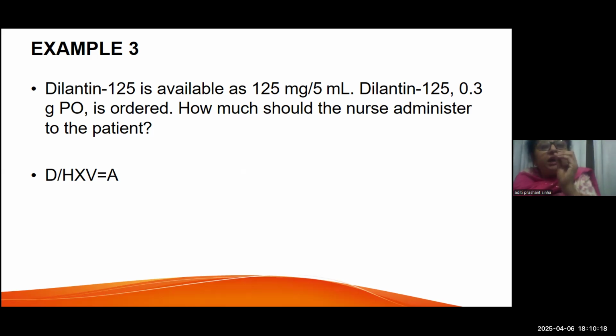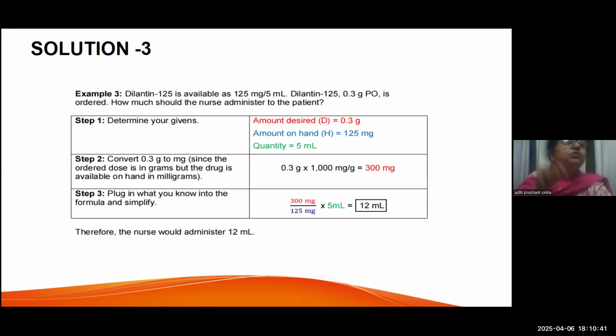Now just check again that you have 125 milligram available per 5 ml. But what is important here is that this Dilantin is to be given as 0.3 grams, whereas the available strength is in milligram. So how much should the nurse administer? I have to convert this grams into milligram, otherwise I'm not going to get the desired amount. So here you have amount desired 0.3 grams, in hand 125 milligram, and the quantity is 5 ml. So what are we supposed to do?